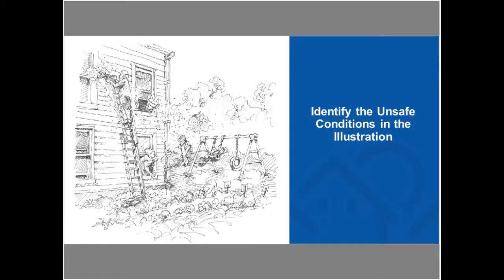Next, we've got a visual for the exterior of the house. And take another minute and try to look at this one also.